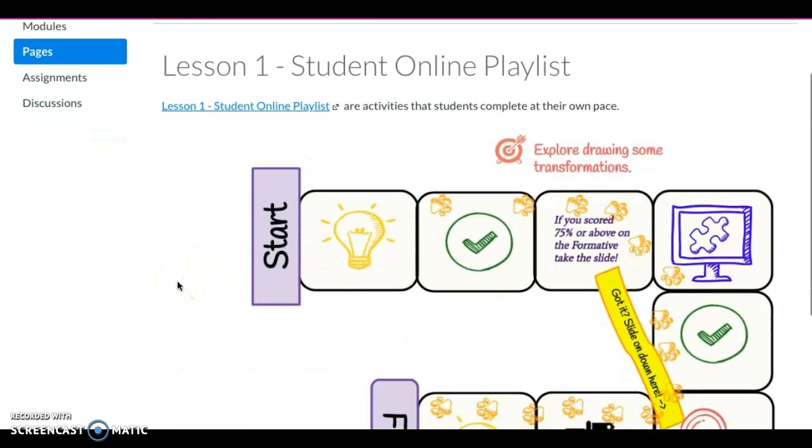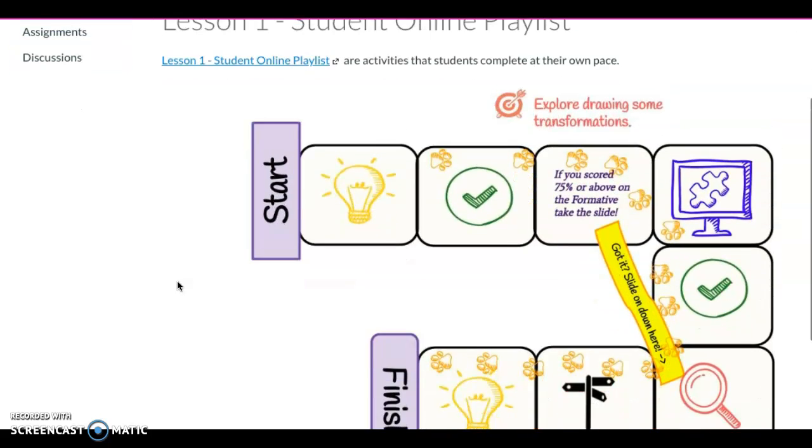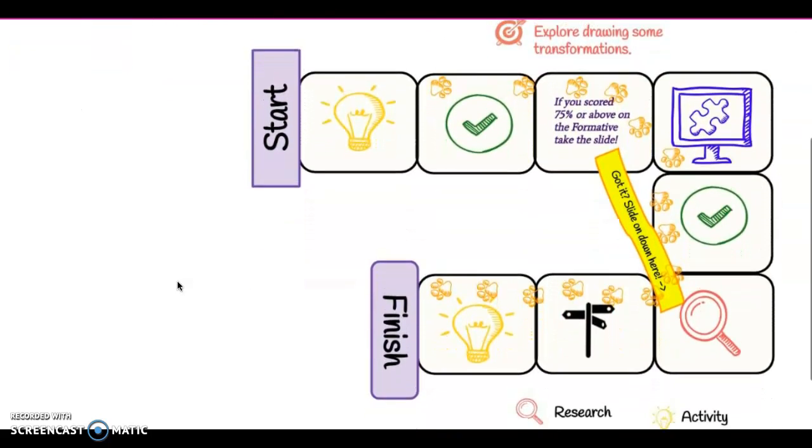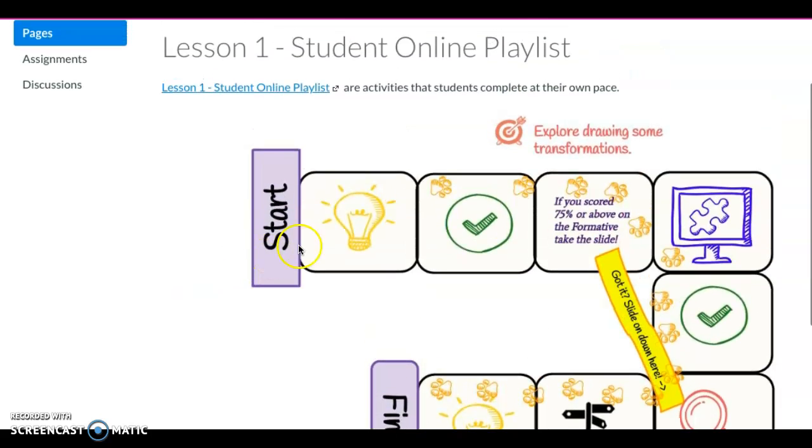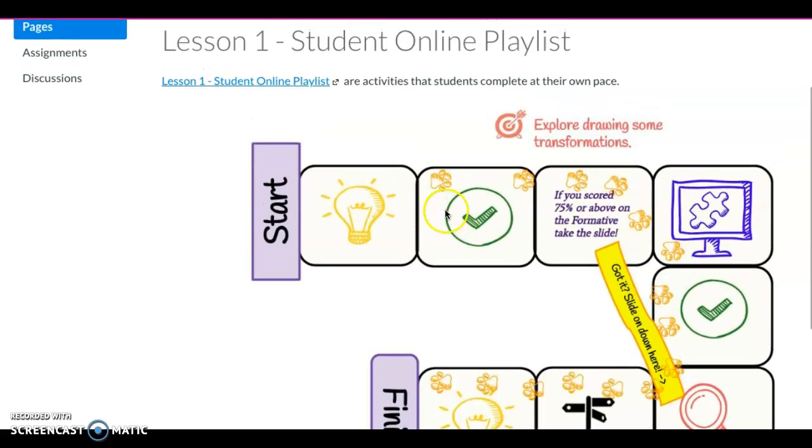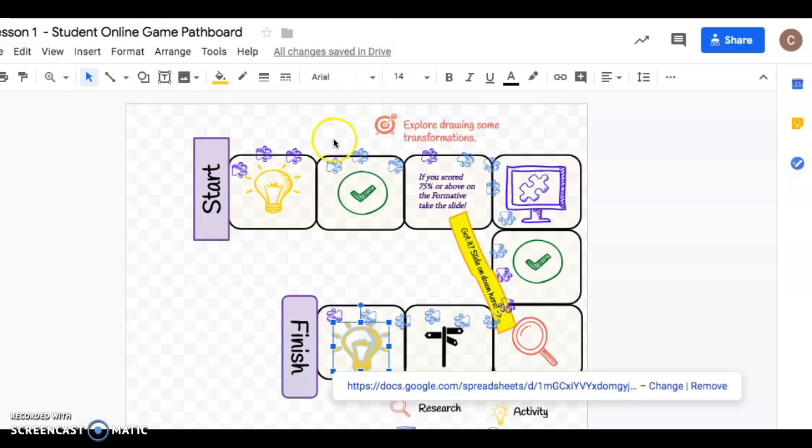And the student online playlist looks like a game board. They'll have a start and a finish. And each of these boxes has a unique activity for the student. And I will model it right here for you guys. So this is the student online game path board. They will start, and within each of these lessons, or each of these boxes, there's a unique lesson.